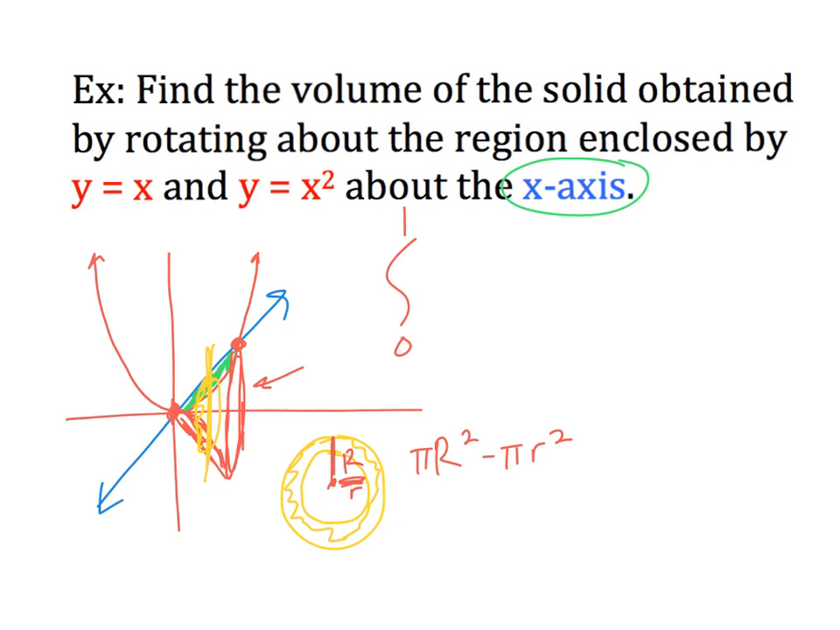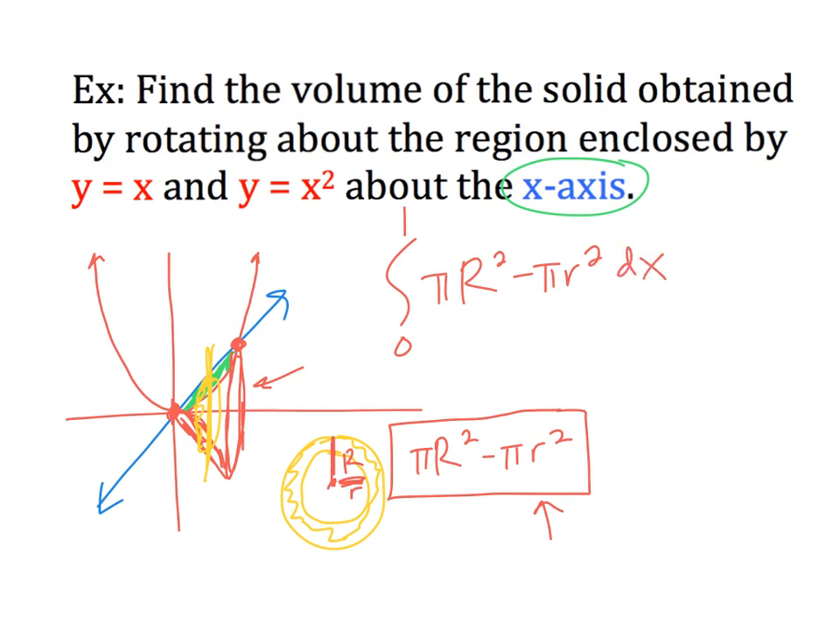And so anytime there's a gap involved like this, and it's not solid all the way through, we call this the washer method or ring method. So it's going to simply be bigger radius squared minus the smaller radius squared. And so that's going to be my setup here. We just have to figure out how to represent the bigger radius and the smaller radius.